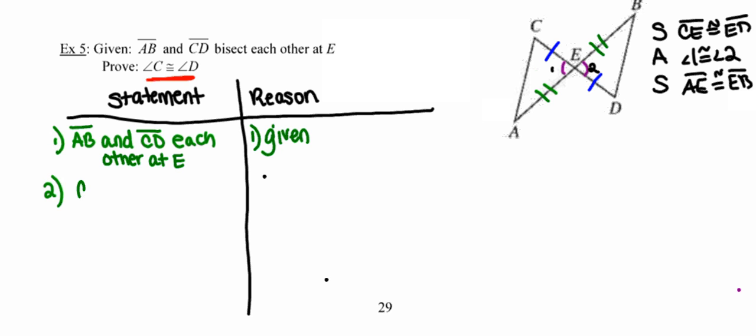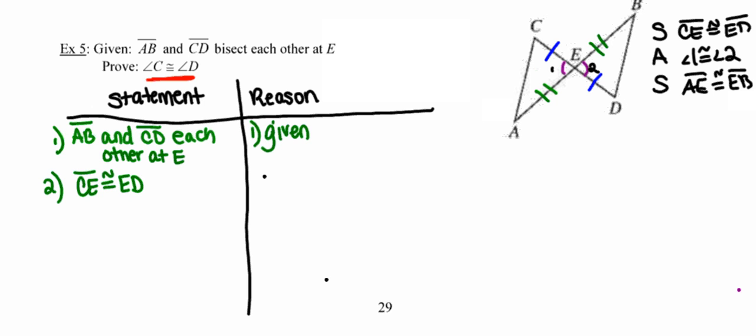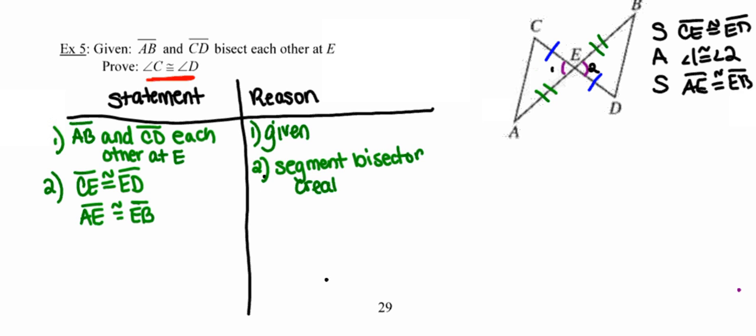And from that segment bisector, I actually know a couple different pairs of segments. I know CE and ED are congruent. And at the same time, I also know that segments AE and EB are congruent. And that's because a segment bisector makes, forms, creates, however you want to say it, two congruent segments. And I had the segment bisector in statement 1, so I want to cite statement 1.